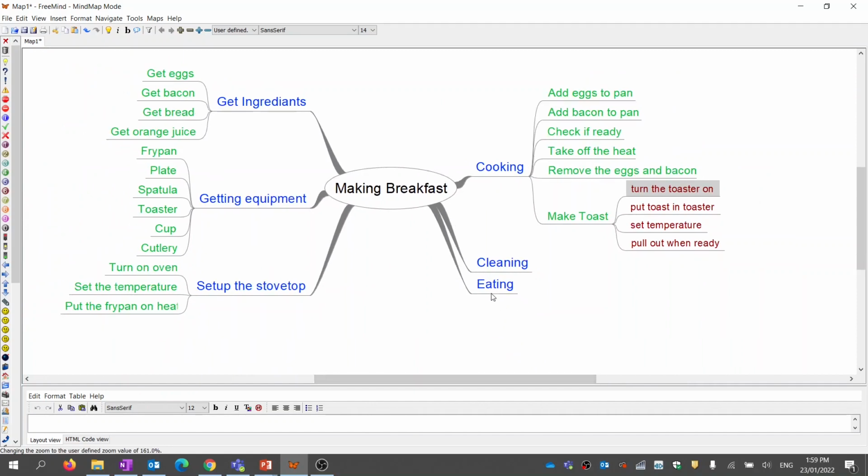Okay. And then I've got to clean up and I've got to eat it. So, just put everything in the dishwasher because I'm going to be lazy. And then I can eat. So I've decomposed the problem of making breakfast.